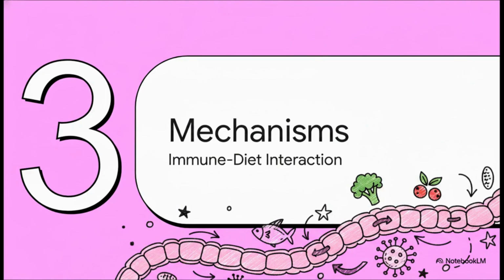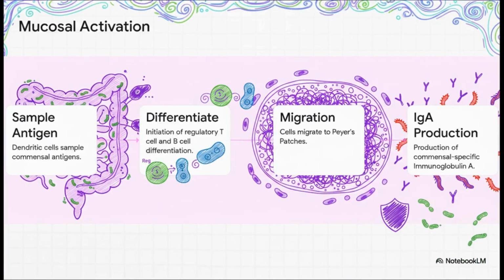Section 3, Mechanisms of Immune Diet Interaction. The sequential mucosal activation pathway originates right in the small intestine. Step 1. Dendritic cells sample commensal antigens from the gut microbiota. Step 2. This sampling initiates the differentiation of regulatory T cells and B cells. Step 3. These newly differentiated cells migrate to localized anatomical structures called Peyer's patches. Step 4. Within these Peyer's patches, additional stimulation yields the production of commensal-specific immunoglobulin A, effectively establishing self-tolerance.